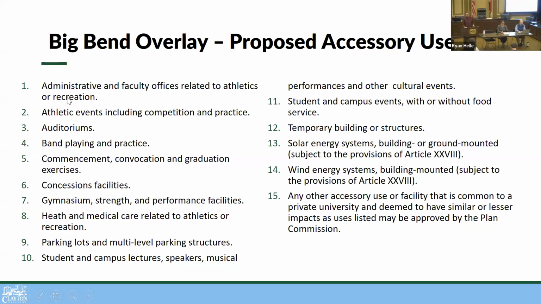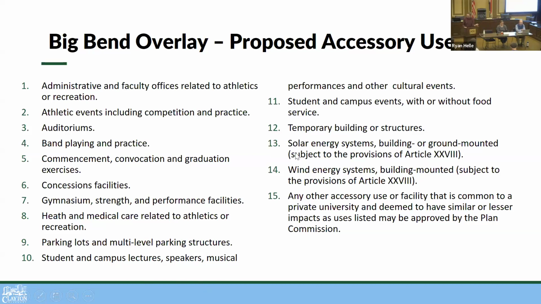Thank you. All right, so here are the proposed accessory uses that we have written so far, which is administrative and faculty offices related to athletics or recreation, athletic events, including competition and practice, auditoriums, band playing and practice. Commencement could be held here, convocation or graduation exercises. Concession facilities, gymnasium, health and medical care related to athletics and recreation. Here's the parking lots and multi-level parking structures, and we've received the comments related to structures. Student and campus lectures, speakers, musical performances, and other cultural events. Student and campus events with or without food.